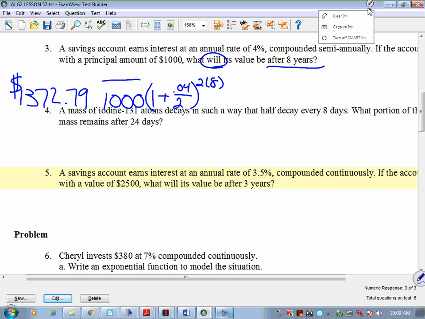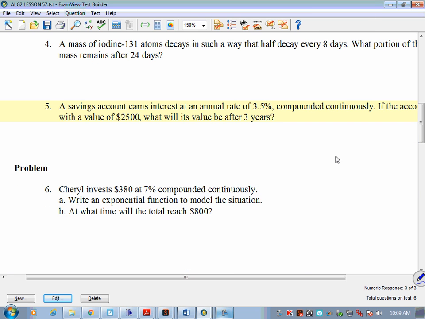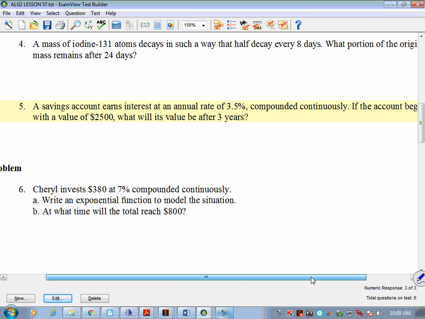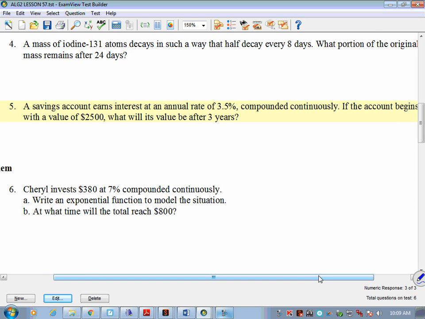So let's see, for question number 4, we're picking up part number 2 on Algebra 2, Lesson 57. On question number 4, if you want to see an example of this in your book, it's example number 2. We got a massive iodine 131 atoms decay in such a way that half decay every 8 days. What portion of the original remains after 24 days?